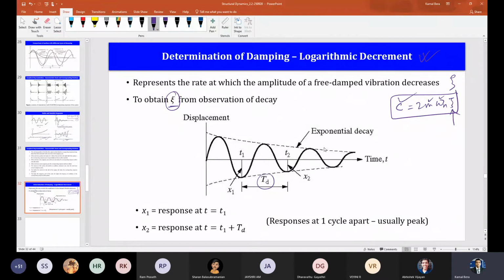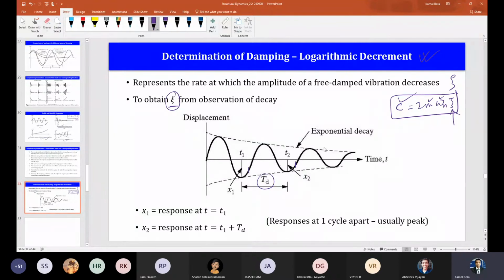We will just measure through experiment. We give some initial disturbance and then we measure two successive peaks. A peak is easy to measure. You can measure here also after a certain same time interval, you can measure here and here also, no problem. But a peak is easier to measure in the experiment.